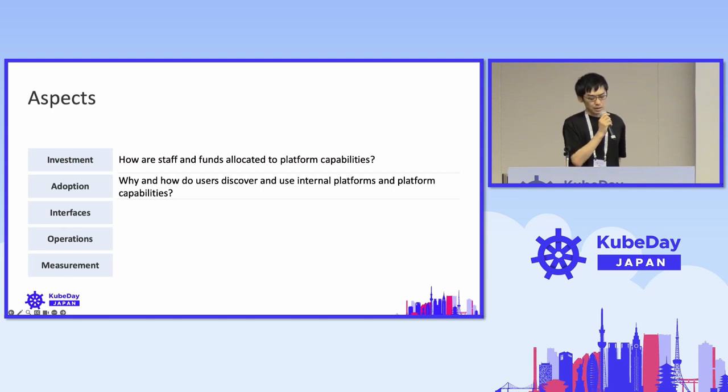The next aspect is adoption. It refers to why and how users discover and use IDPs. In the early stage of the platform, developers might learn about it through word of mouth, and different capabilities might be discovered separately. The higher the level of this aspect, the more consistent the way to find and incorporate the platform into the development process.